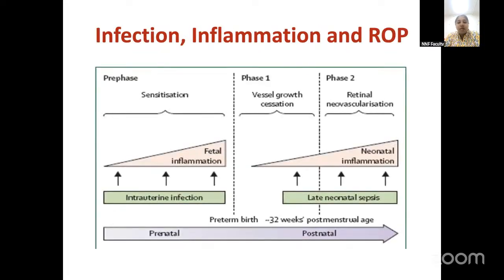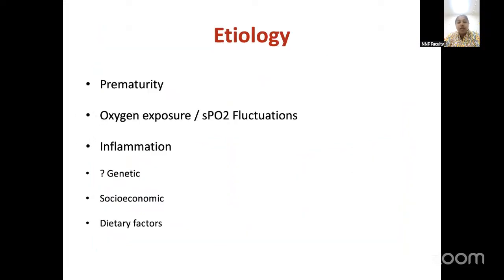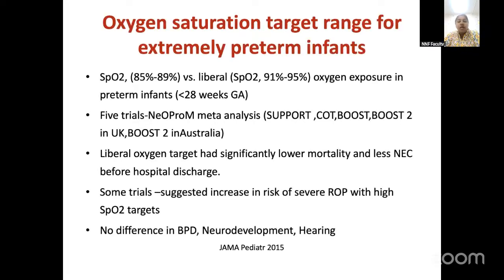This is again the diagrammatic representation of the pre-phase, that is sensitization in utero, and in the extrauterine phase, phase 1 and phase 2. Next slide, please. Now, etiology of ROP. Prematurity is a very important risk factor. Then oxygen exposure, saturation fluctuations, inflammation, and other genetic, socioeconomic, and dietary factors. Now, oxygen saturation target range for extremely preterm infants.